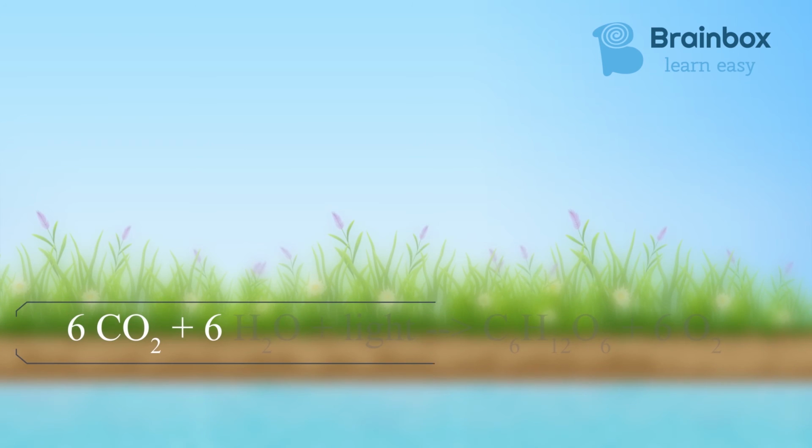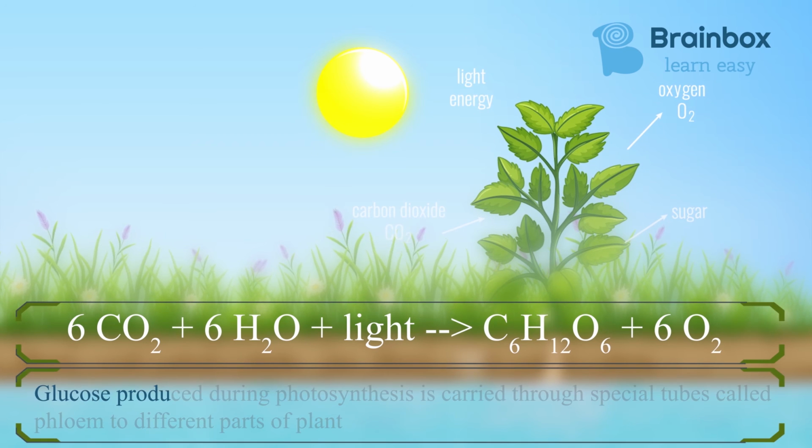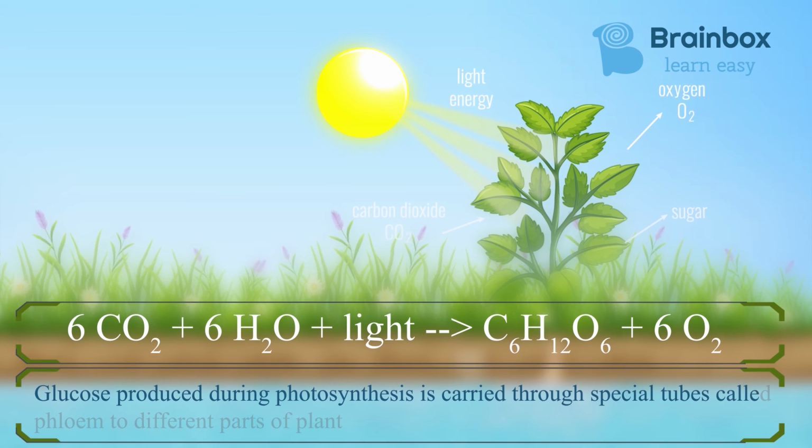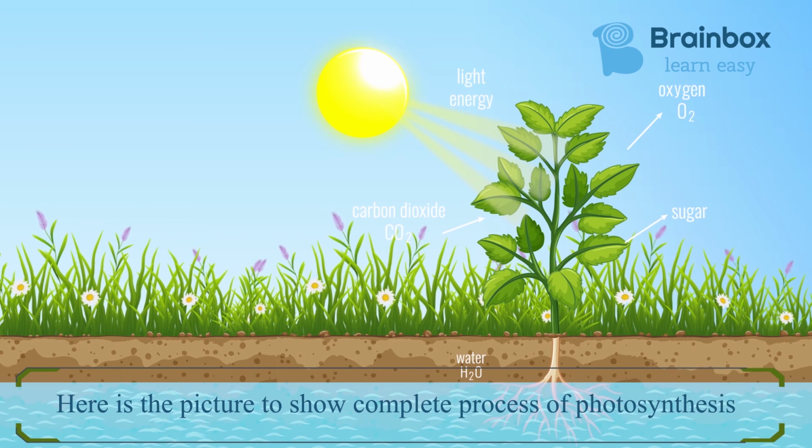Here is the equation to summarize photosynthesis. The glucose which is produced during photosynthesis is carried through special tubes called phloem to the different parts of the plant. Here is the picture to show the complete process of photosynthesis.